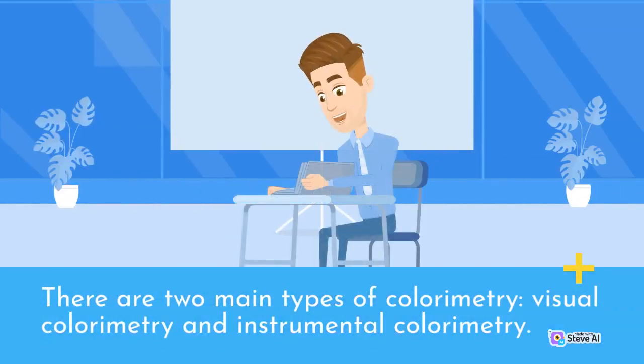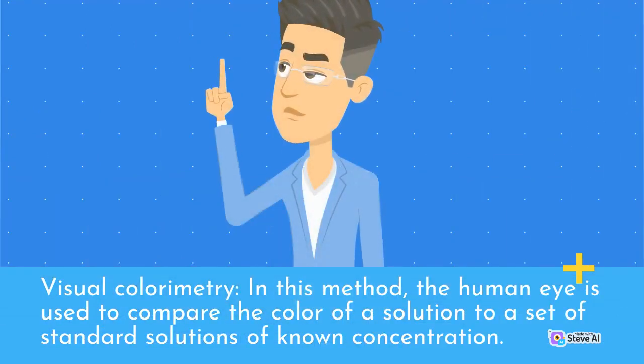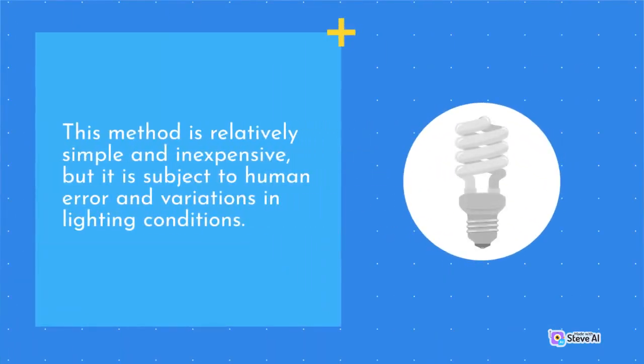There are two main types of colorimetry: visual colorimetry and instrumental colorimetry. Visual colorimetry. In this method, the human eye is used to compare the color of a solution to a set of standard solutions of known concentration. This method is relatively simple and inexpensive, but it is subject to human error and variations in lighting conditions.